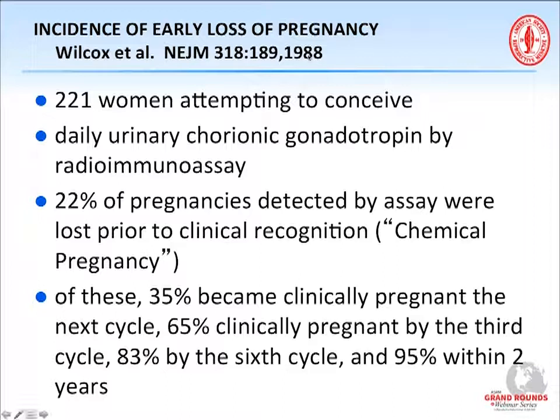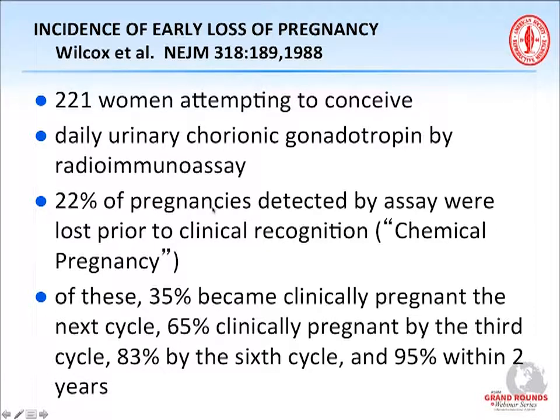Now, interestingly enough, it takes some nerve to show you an article that is now almost 28 years old. And yet I would put forth to you that Wilcox's study is more relevant today than when he published it. So let me walk you through this. Wilcox took 221 women attempting to conceive, mostly nurses and nursing students. He got a daily urinary chorionic gonadotropin level by a very sensitive radioimmune assay.